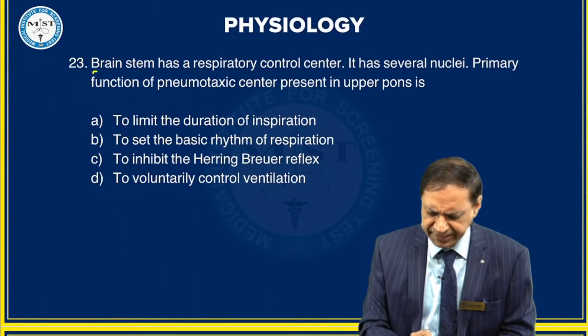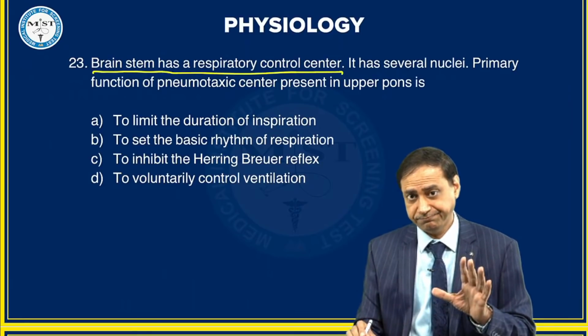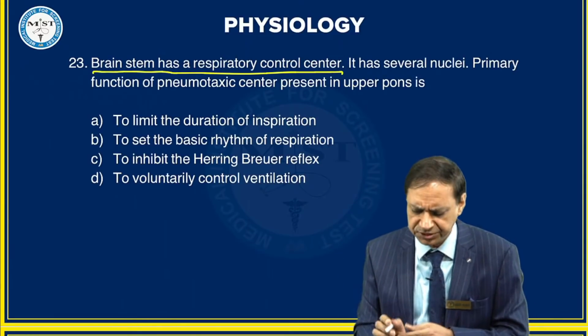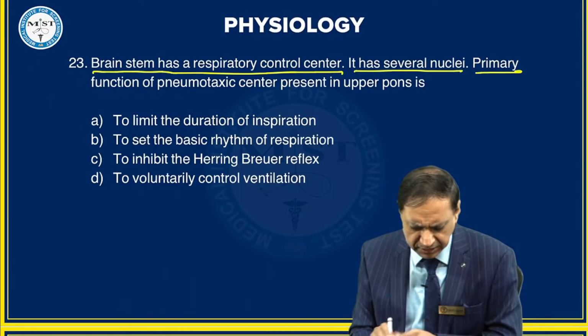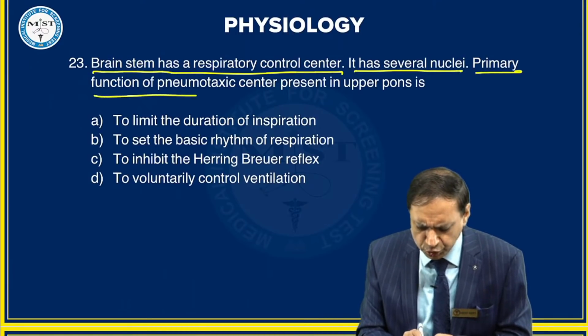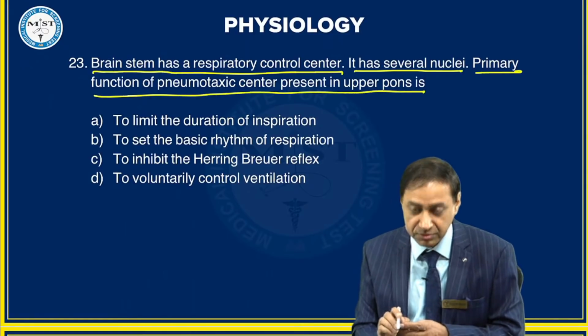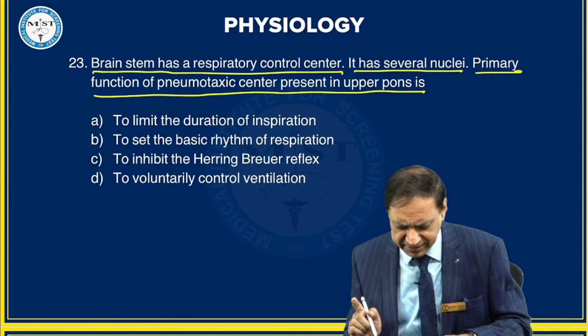See this question. The brain stem has a respiratory control center. It has a cardiovascular center. It has a respiratory center also in the brain stem. It has several nuclei. The primary function of the pneumotaxic center, present in the upper pons, is to apply brake to the inspiratory signal.